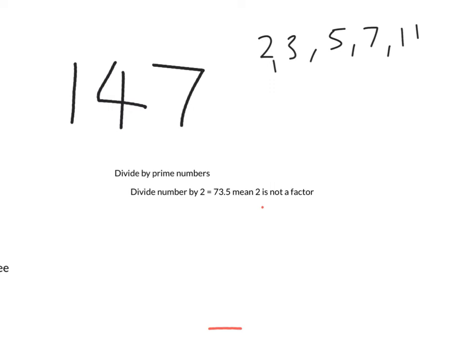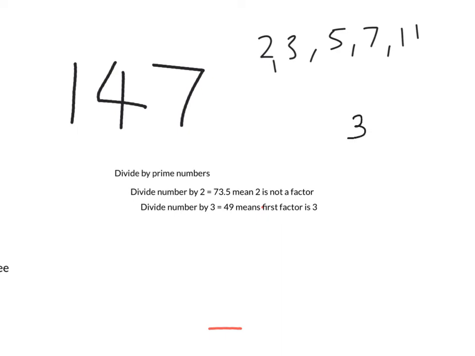Okay, we'll move on now and we'll divide it by the next prime number, which is 3. Divide the number by 3, and that equals 49. And obviously I'm doing that quickly, but you will have to work out dividing it with a calculator. So the first factor is 3 because it goes into 147 49 times equally. So I can put that there. Means the first factor is 3. Okay? And I'm going to write that factor just here.